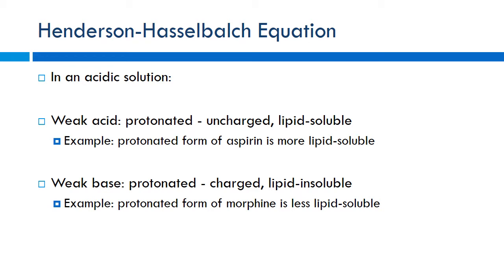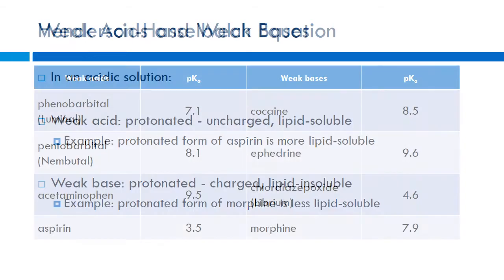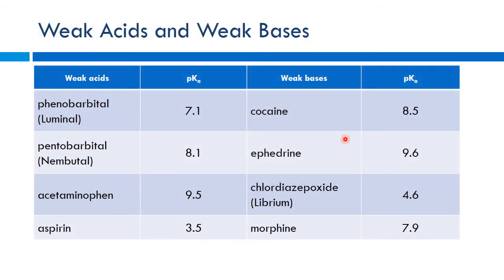So morphine is an example of a weak base. Its protonated form is going to be less lipid soluble. So just to give you an example, some weak acids and weak bases, things like phenobarbital, things like pentobarb, even acetaminophen, aspirin. Notice all of them are going to have a different pKa, and it means they're all going to be in a more protonated or unprotonated state based on the solution that they're going to be in. Versus some weak bases like cocaine, ephedrine, we have chlordiazepoxide. This is actually a benzo. It's kind of like Valium or diazepam, and then morphine as well.